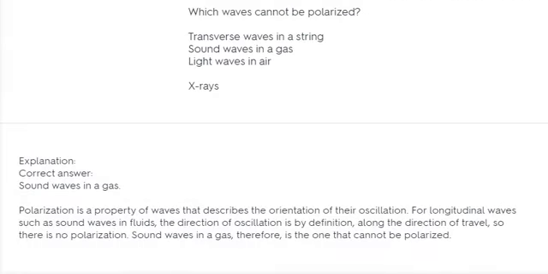Which waves cannot be polarized? Transverse waves in a string, sound waves in a gas, light waves in air, X-rays.